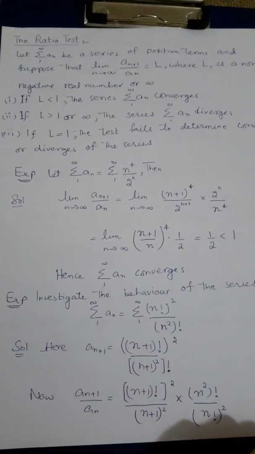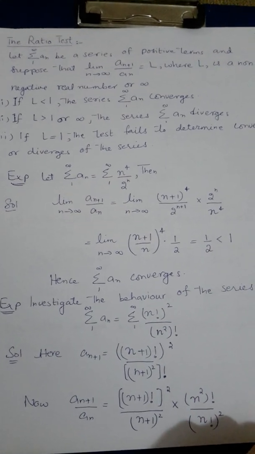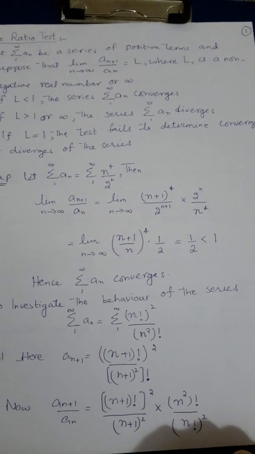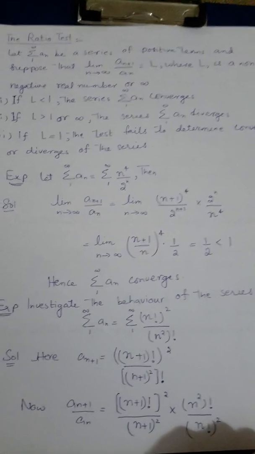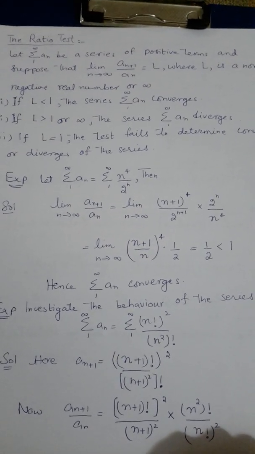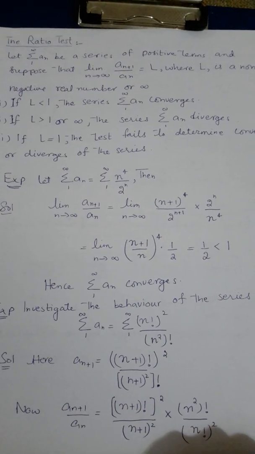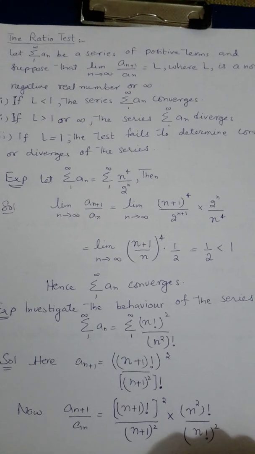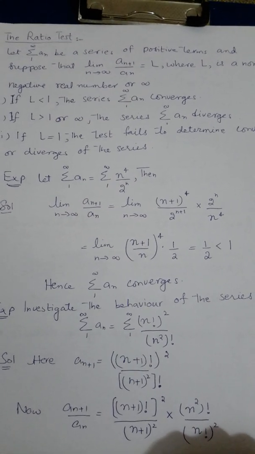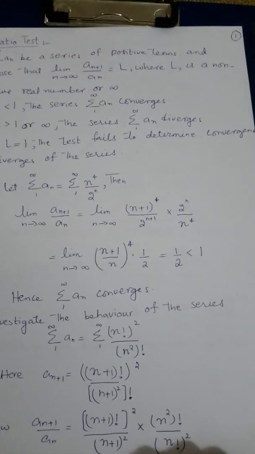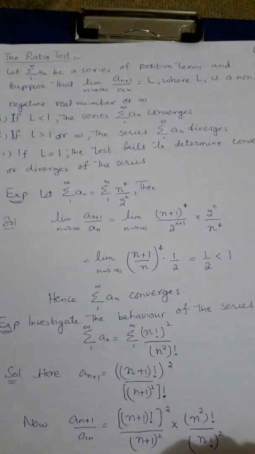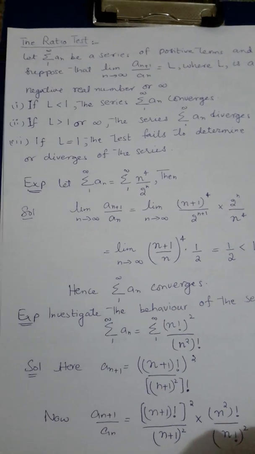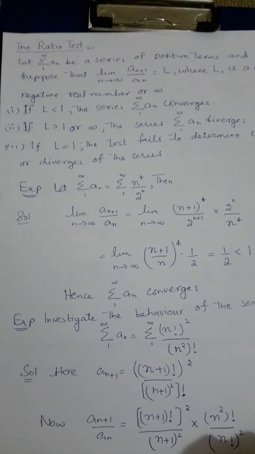Today our topic is the ratio test. We have the series a_n of positive terms, and we suppose that we apply the limit as n approaches infinity to the ratio of two terms, a_(n+1) over a_n. If this limit is equal to L, where L is a non-negative real number or infinity, then we have three categories or three options.